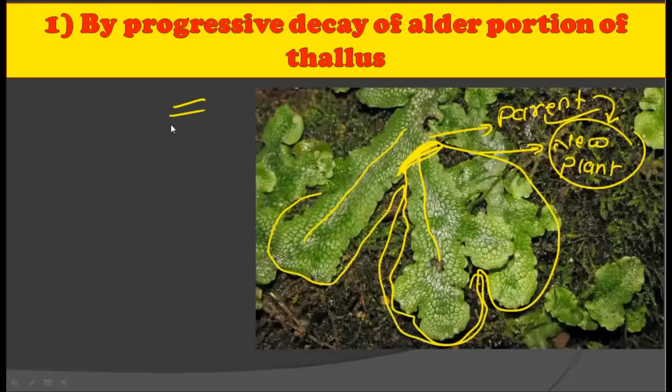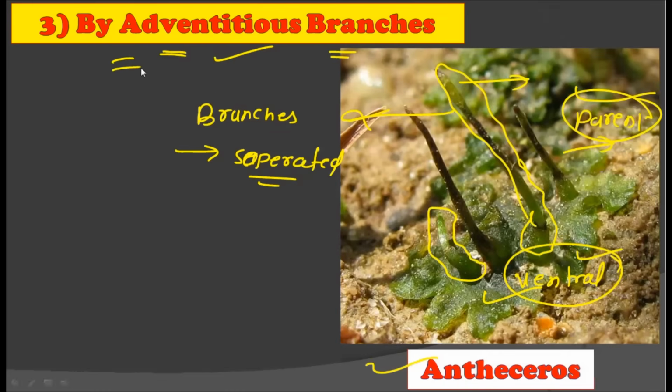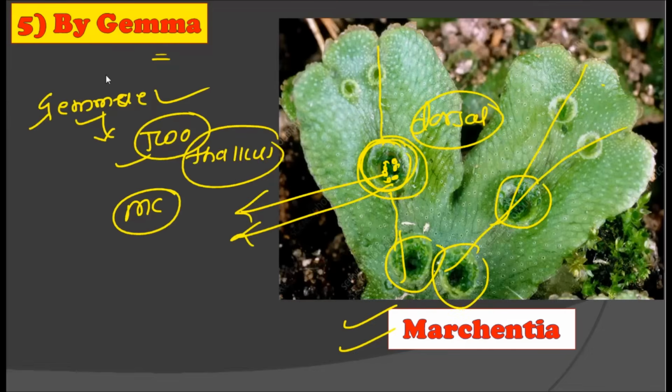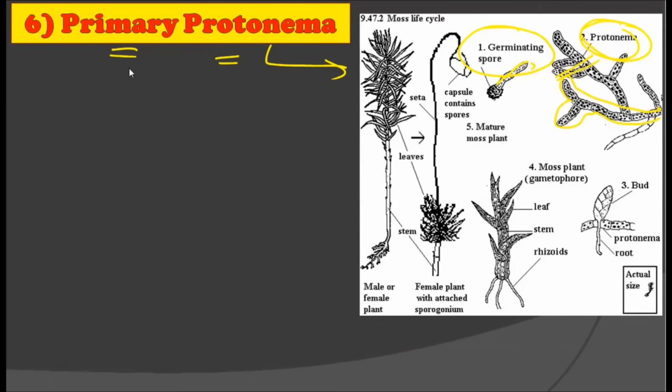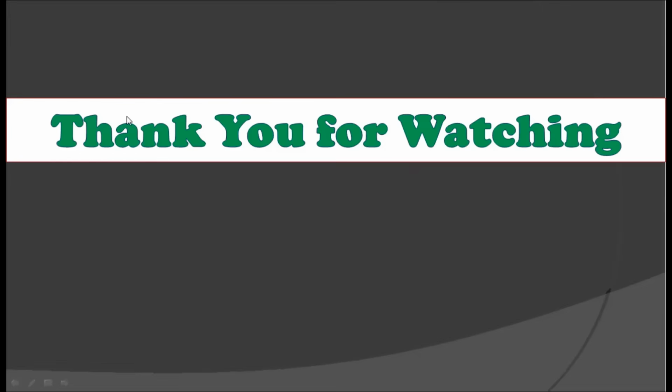First is by the progressive decay of the older portion of the thallus. Second, by the thallus tip, which is observed in Riccia. Third, by the adventitious branches, which is observed in Anthoceros. Fourth, by the tubers, which is again observed in Anthoceros. Fifth, by the gemma cups, which is commonly found in Marchantia. Sixth, by the primary protonema, and seventh, by the secondary protonema.